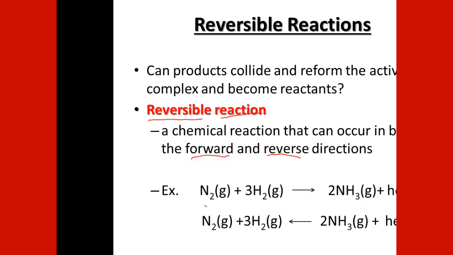So we could have our reactants, nitrogen and hydrogen, produce NH3 and a little bit of heat. Or this reaction could go the opposite way, where we could have ammonia, let's start with, produce hydrogen and nitrogen. So in a reversible reaction, you will a lot of times see the symbol look this way, or you'll see a symbol look this way.